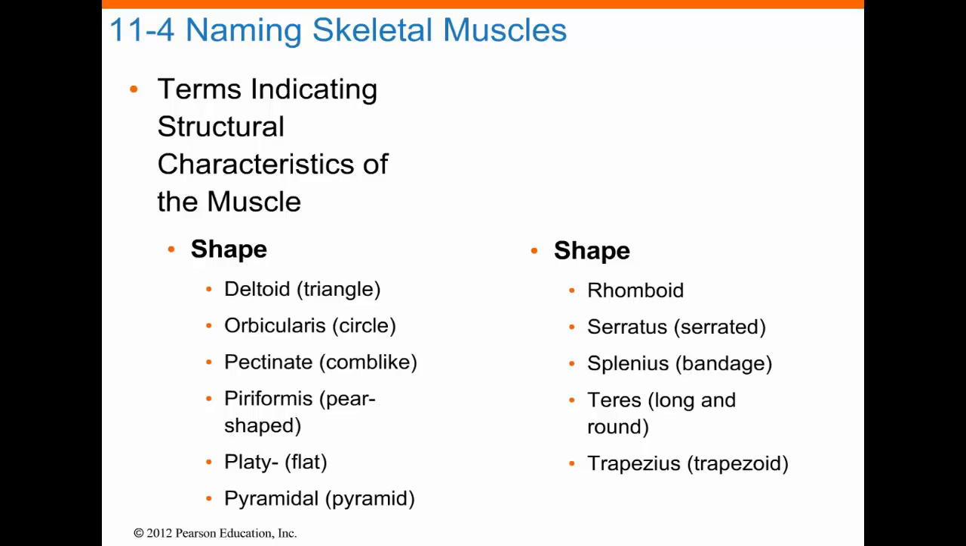So deltoid looks like a triangle, orbicularis looks like a circle, pectinate meaning comb-like, piriformis meaning like a pear, platy meaning flat like a platypus's bill, pyramidal like a pyramid, rhomboid like a rhombus, serratus meaning it's serrated, splenius meaning like a bandage, splints, teres, long and round, and trapezius or trapezoid.